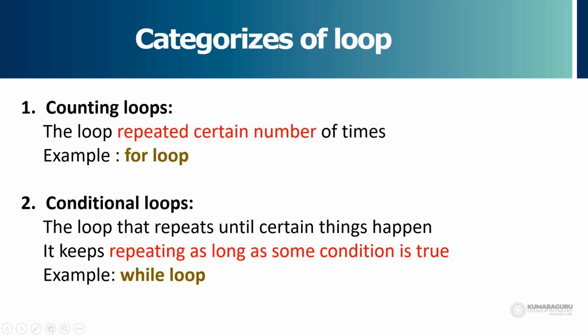So in this video, we have discussed what looping is and the categories of loops, and that the for loop and while loop are the two loops allowed in Python. We are going to discuss these loop statements in detail with examples in the forthcoming videos.